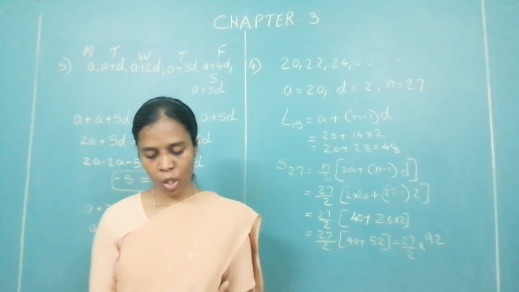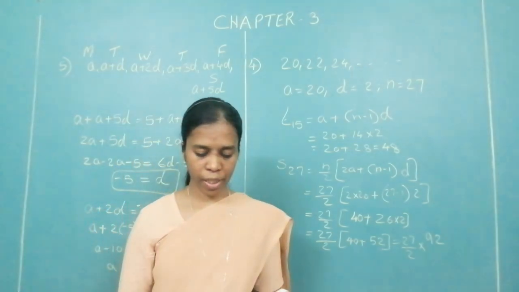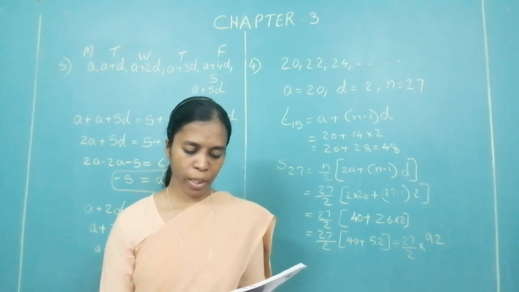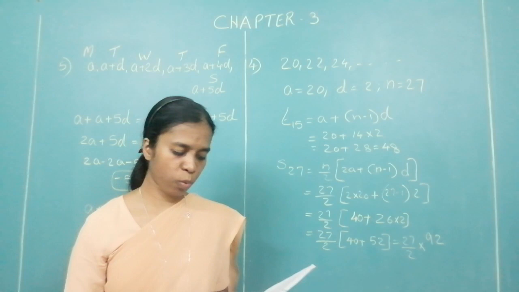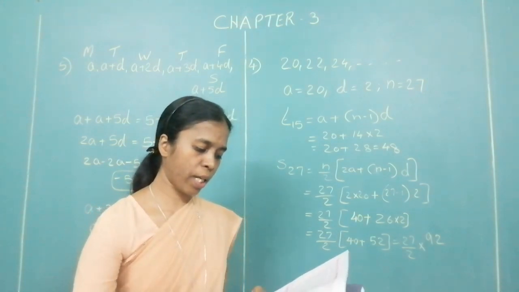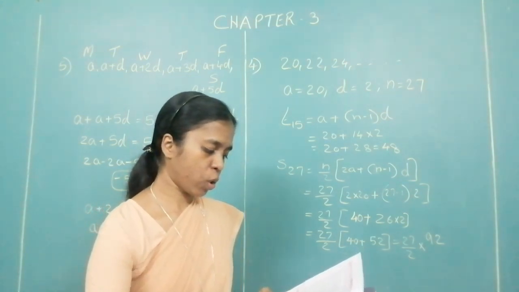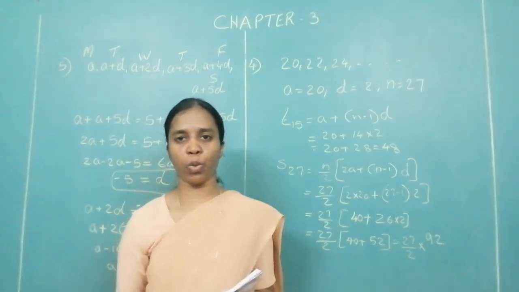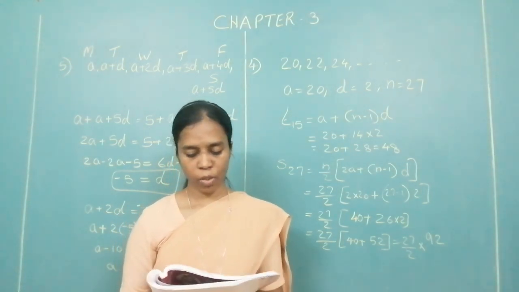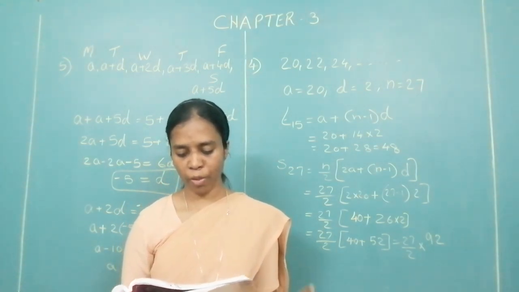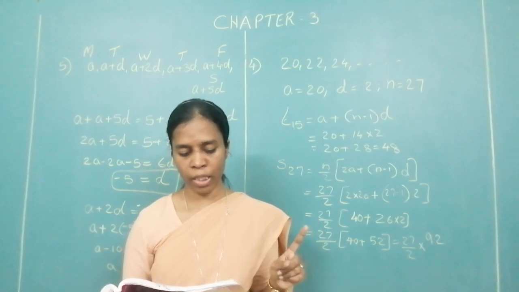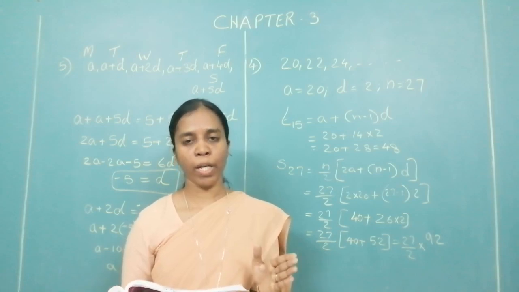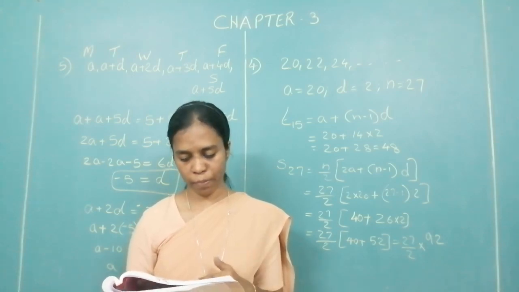Question number 6. On the World Environment Day, a tree plantation program was arranged on a land which is triangular in shape. They are planted in such a way that in the first row there is 1 tree, in the second row there are 2 trees, and in the third row 3 trees, and so on. Find the total number of trees in the 25th row. It is arranged. What is the AP over there? The AP will be, first one is 1, second one is 2, next one is 3. So AP will be 1, 2, 3, okay.